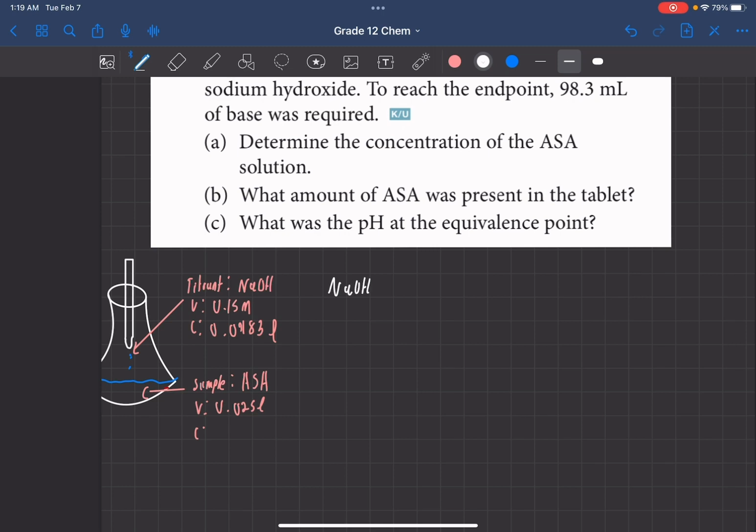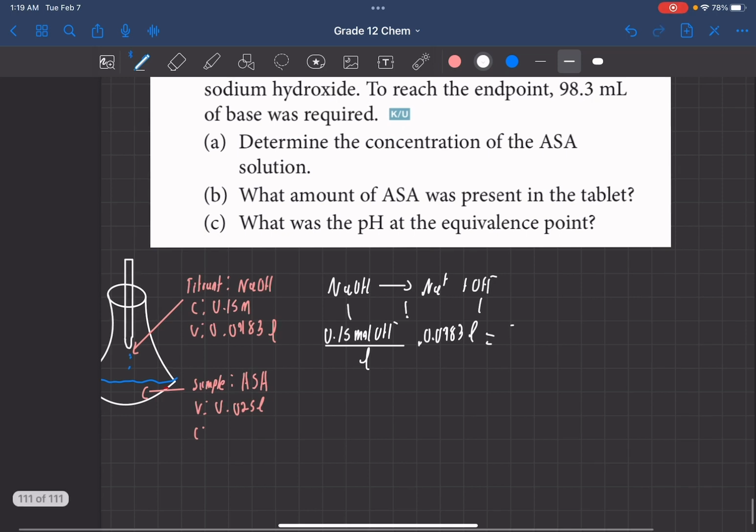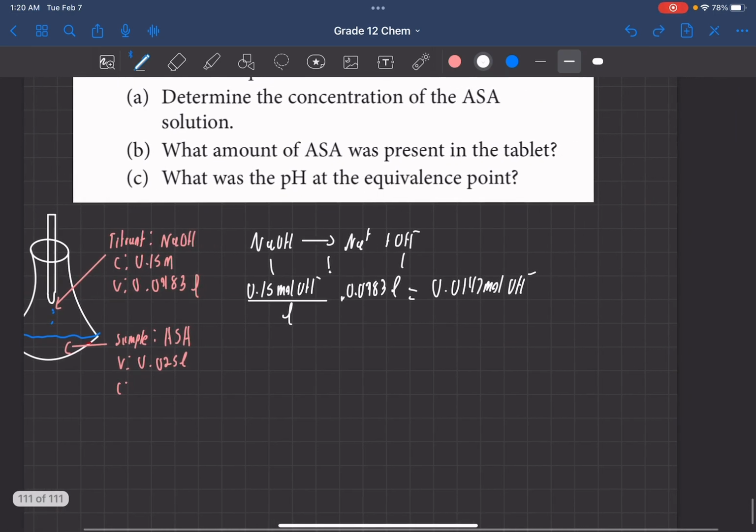So our sodium hydroxide completely dissociates, right? It's a strong base, into Na plus and OH minus, in a 1-to-1 ratio. Okay, so I just noticed I made a little mistake over here. This should be concentration and this should be volume, right? So this is 0.15 moles of OH minus per liter times 0.0983 liters, right? That's the volume of the titrant. So we end up getting 0.0147 moles of hydroxide.